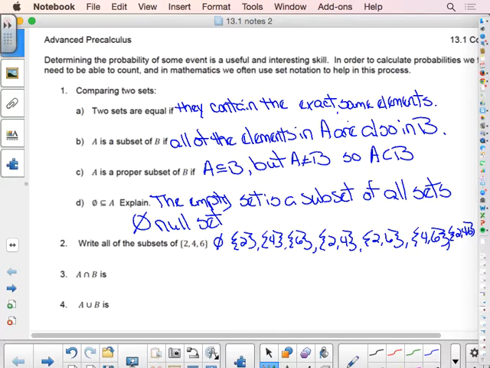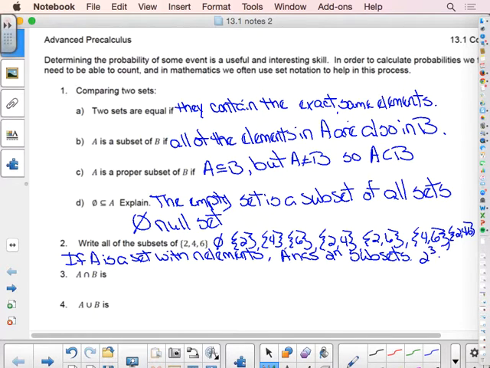We know if A is a set with n elements, A has 2 to the n subsets. That's just a way to check and make sure you have all of the subsets. So for example, if A has 3 elements, 2 to the third is 8, and it has 8 subsets.